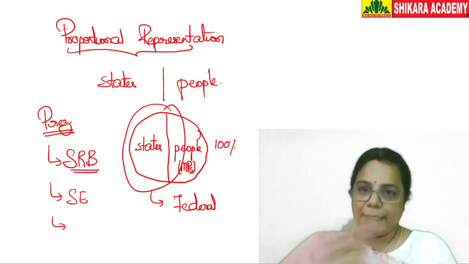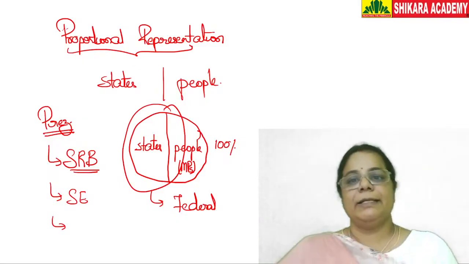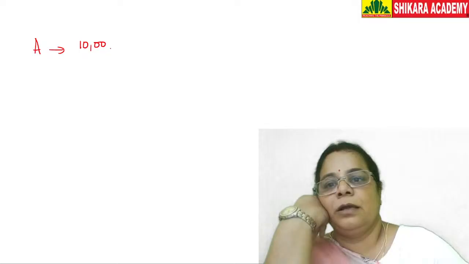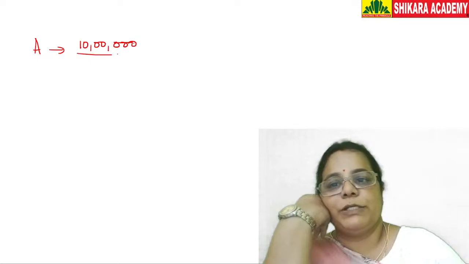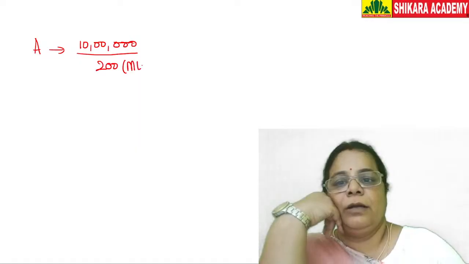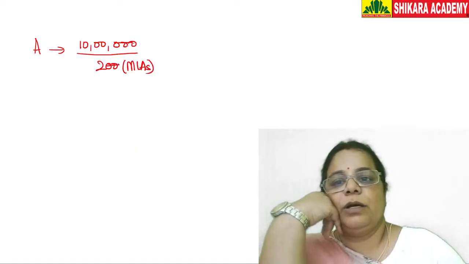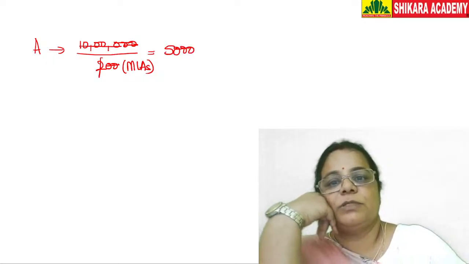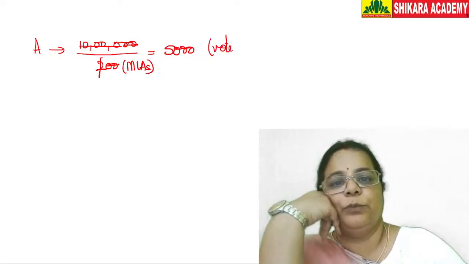Let me first give you a practical example of how it is ensured, and then I'll tell you about the procedure of election. See, basically, imagine you have three states. State A, in which you have 10 lakh population, and it has about 200 MLAs. Now, what am I doing? I am dividing 10 lakhs by 200. So, the answer I get is 5,000. 5,000 is considered as the vote value of each MLA from state A.